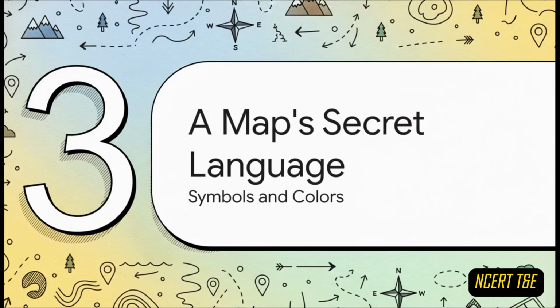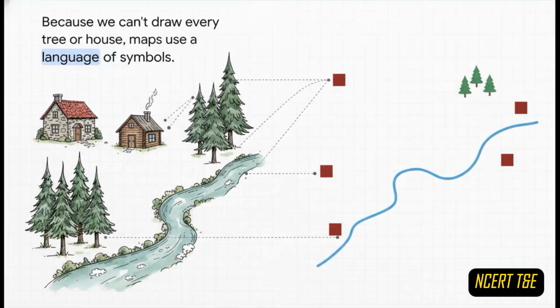Okay, so we've got direction, and we've got distance. That's 2 big pieces of the puzzle. But what about all the stuff in a place? How does a map show you all that rich detail? Well, it uses a kind of secret language, a language of symbols and colors. I mean, just think about it for a second. It would be totally impossible to draw every single tree or every single house exactly as it looks in real life, right? The map would be a mess.